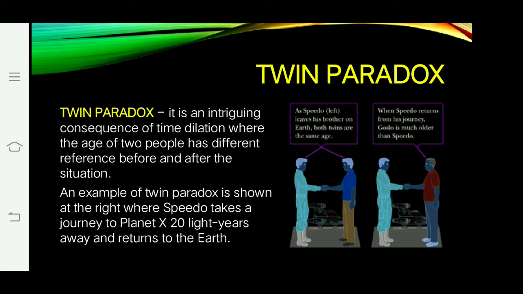Next is the twin paradox. Twin paradox is an intriguing consequence of time dilation where the ages of two people have different references before and after the situation. An example of the twin paradox is shown at the right, where Speedo takes a journey to planet X, 20 light years away, and returns to the Earth.